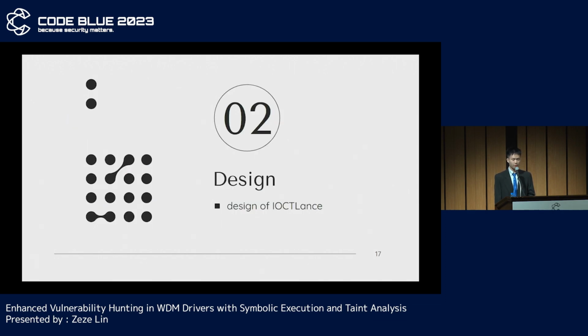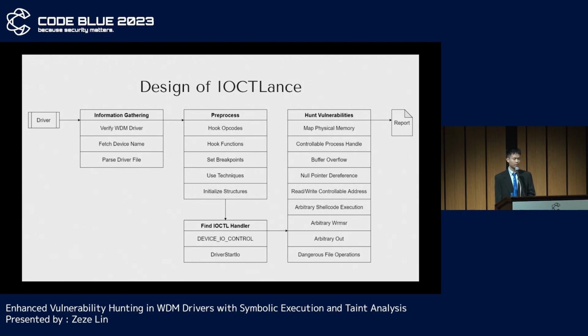Let's dive into the design of IOCTL Lens. This is the diagram of the design of IOCTL Lens. At first, a driver is input into IOCTL Lens. In the procedure of information gathering, it verifies whether it is a WDM driver by checking the presence of IoCreateDevice in the import table. Then it fetches the device name by searching for a string signature. Next, it gets information such as opcodes and function addresses in direct jumps by parsing the driver file.